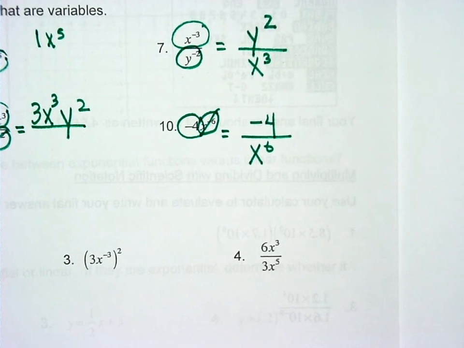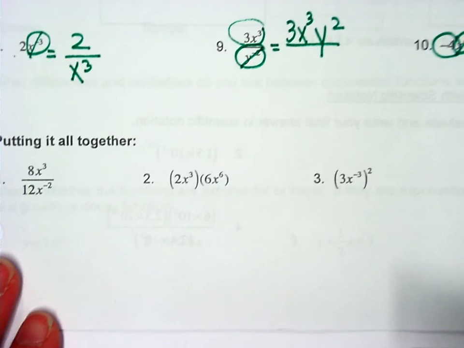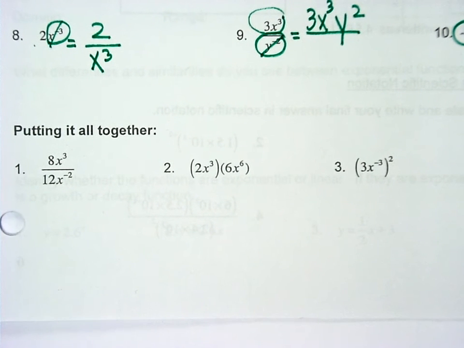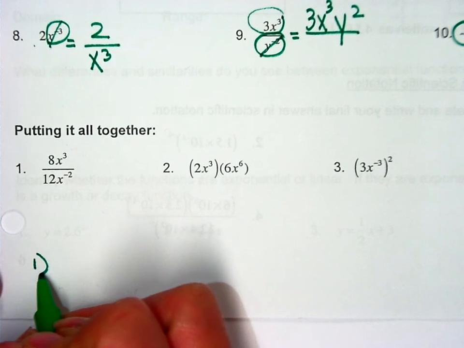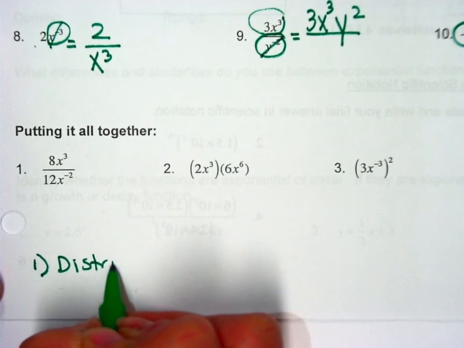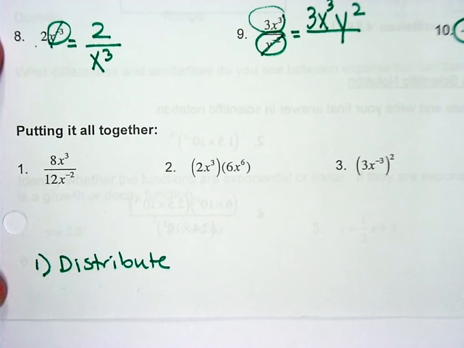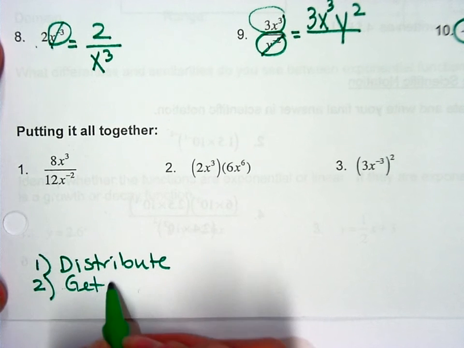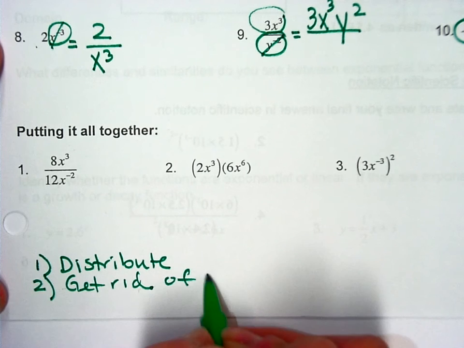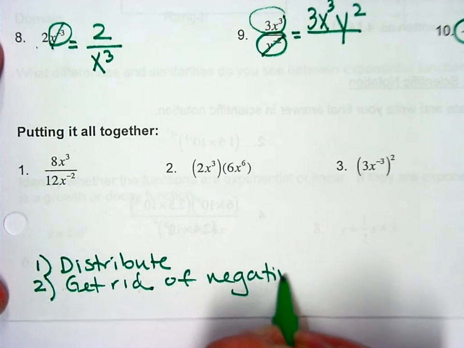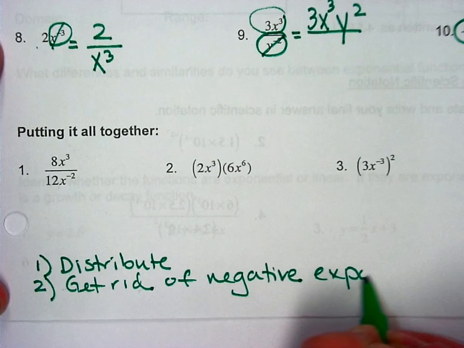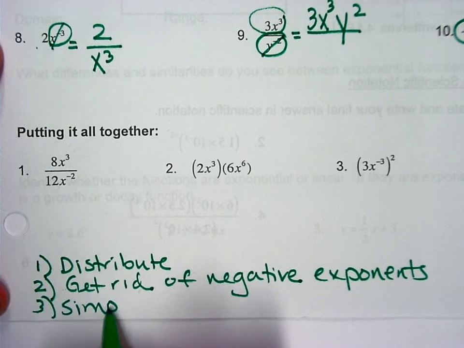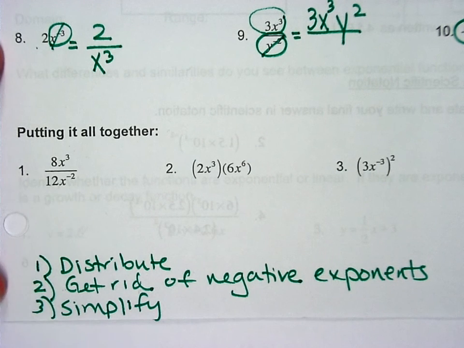Okay, now let's try a couple problems at the bottom where we put all the different pieces together. So this is the order that you should do things. Step 1 is always distribute. So if you see a power to a power, you're going to do that first. Step 2 is get rid of the negative exponents. And then the last step is to simplify everything else. That means reduce fractions, all that kind of stuff, and multiply out numbers.